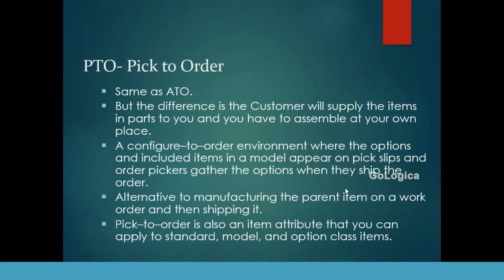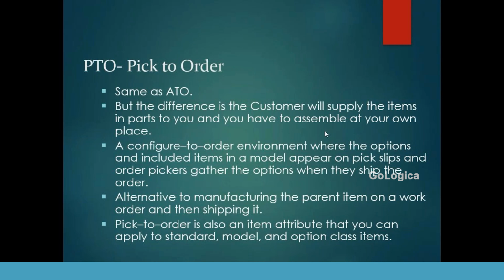Let's move on to the PTO side now. PTO is again the same as ATO, but the difference is the customer will supply the item in parts to you and you have to assemble it at your own place. Like sometimes we order something like a table or chair, and it's difficult for some companies to send it as a whole. So they send you the different parts, and you have to assemble it at your own place.